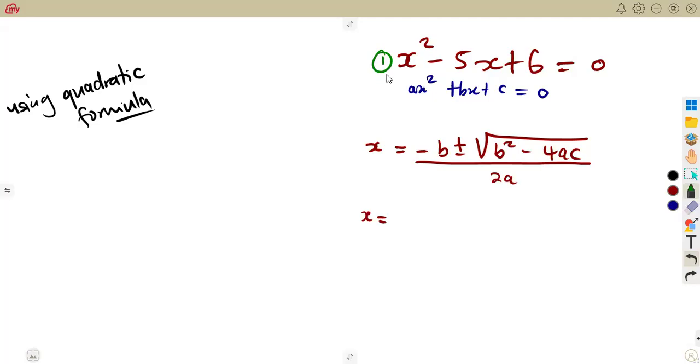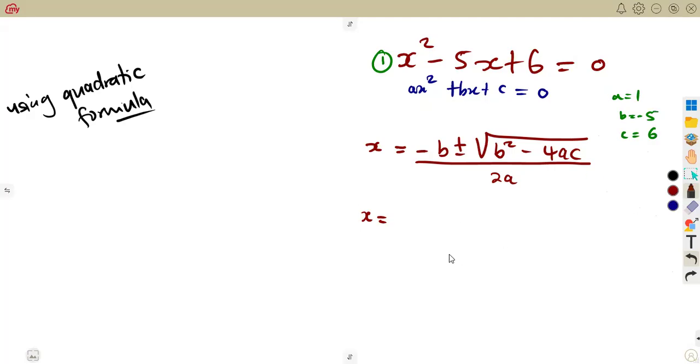So the coefficient of x squared, this is our a. In our case, that's a 1. If you are not having a value there, that means you are having a 1. So our a is 1. Our b is the coefficient of x, which in this case is -5. Our c is the constant, which in this case is 6.